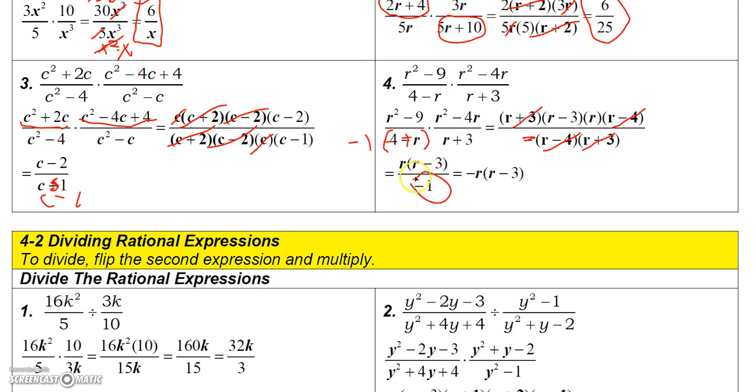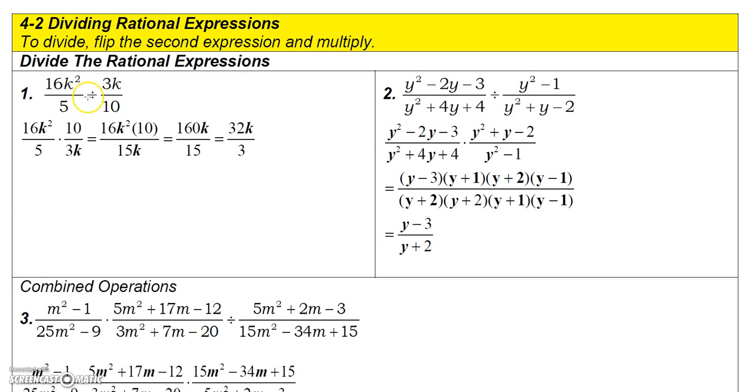I can actually just move the negative 1 up here, and then make that minus r times r minus 3. So minus r times r minus 3. Now you could distribute the negative r through if you wanted to and get negative r squared plus 3r, but I'm okay just leaving it like that.